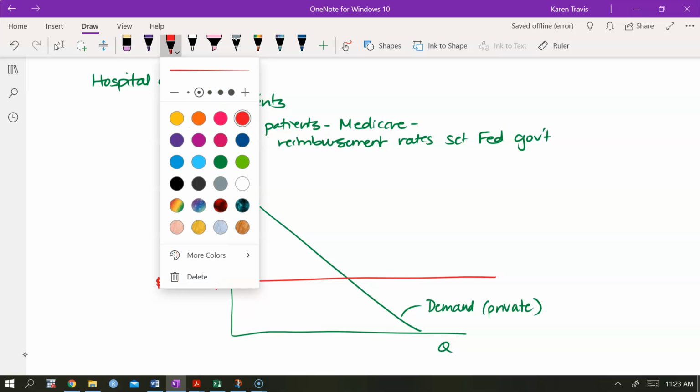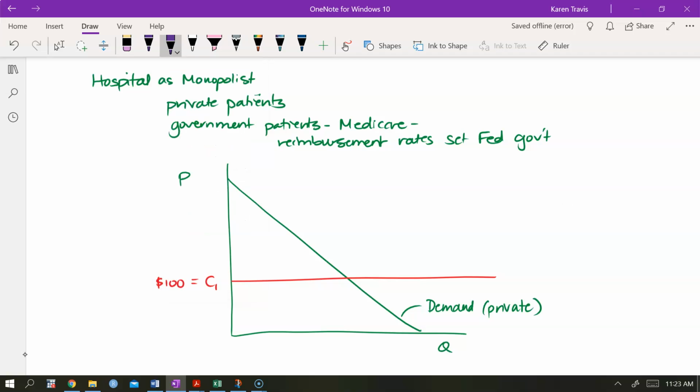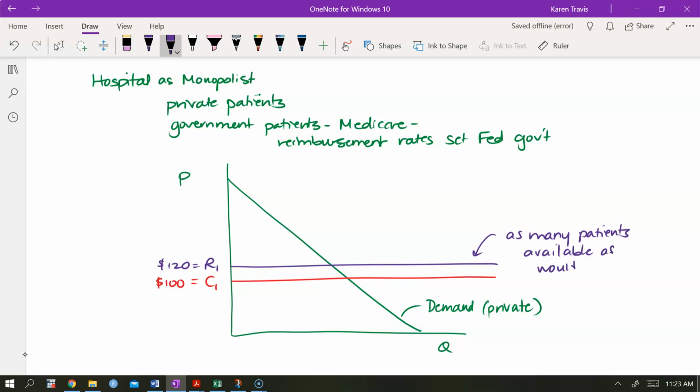And just to make it simple, let's imagine that the Medicare reimbursement rate is $120, no matter how many patients they serve. So with a reimbursement rate like that, what we're imagining is there's as many patients available as the hospital would want to serve. So there's plenty of patients. So there's basically excess demand, and that makes sense both because they're older patients and because we're showing the government as the payer, not the patient.